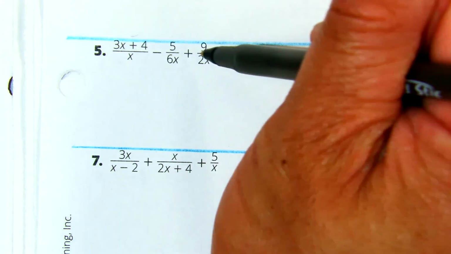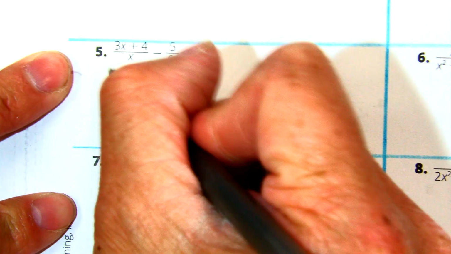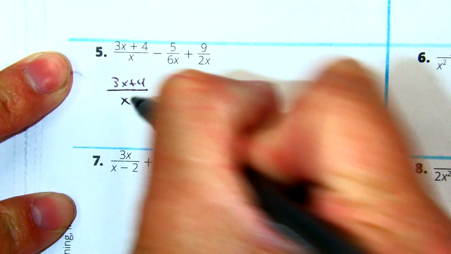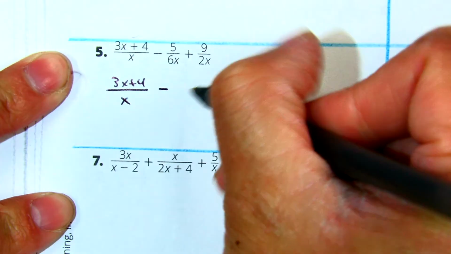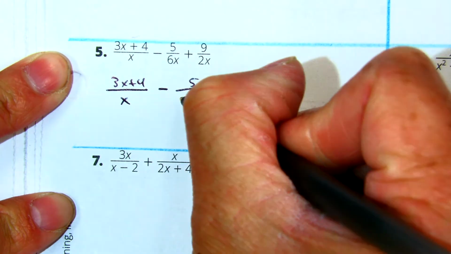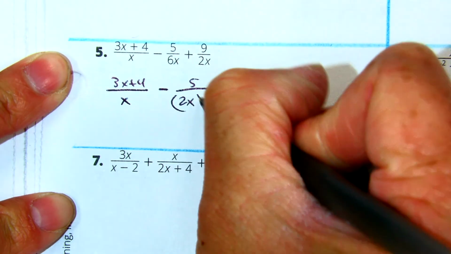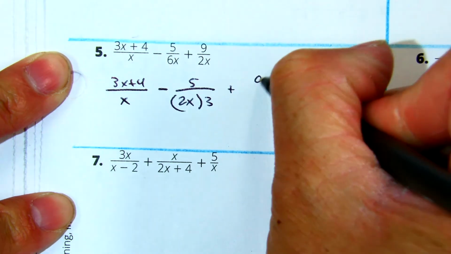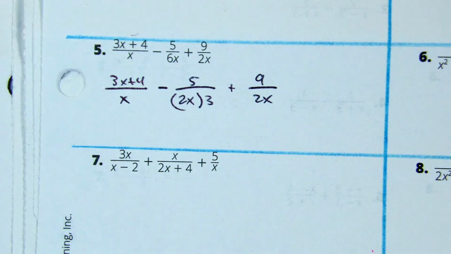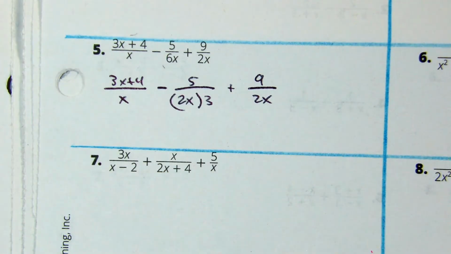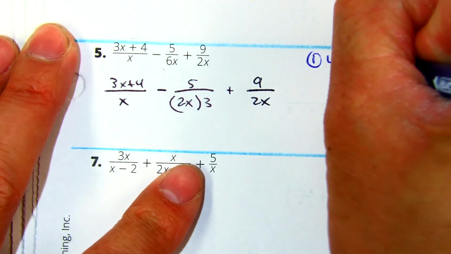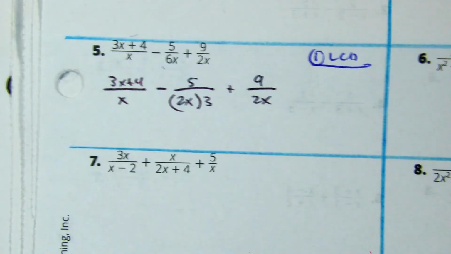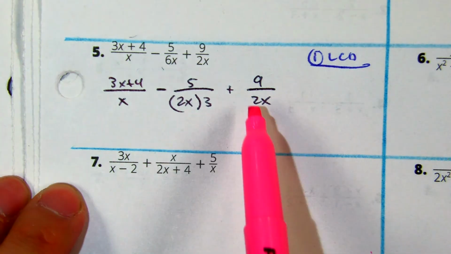And if you break them down into factors, 3x plus 4 over x, I'm going to write it out a little bit more spaced out. 5 times 2x times 3, and 9 over 2x. So all I did there was the 6x, I broke it up into a 2x. Why did I do that? Well, just like my kids, you're probably not going to be happy if someone has something and you don't have it, right? You always want to be fair. So notice that each of these have a 2x.